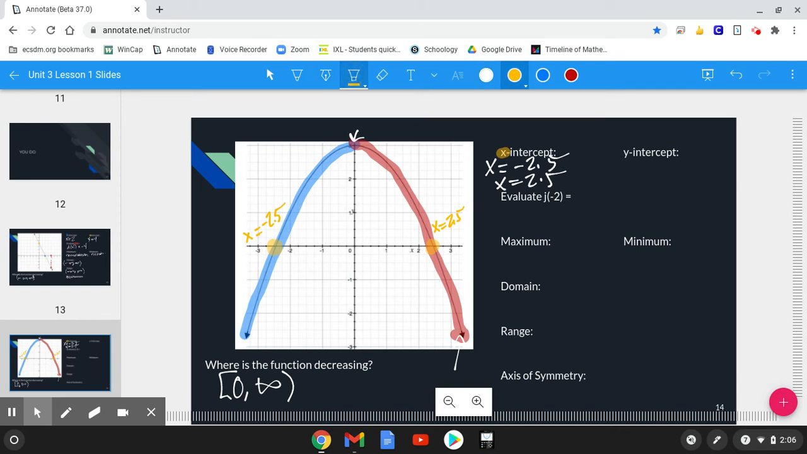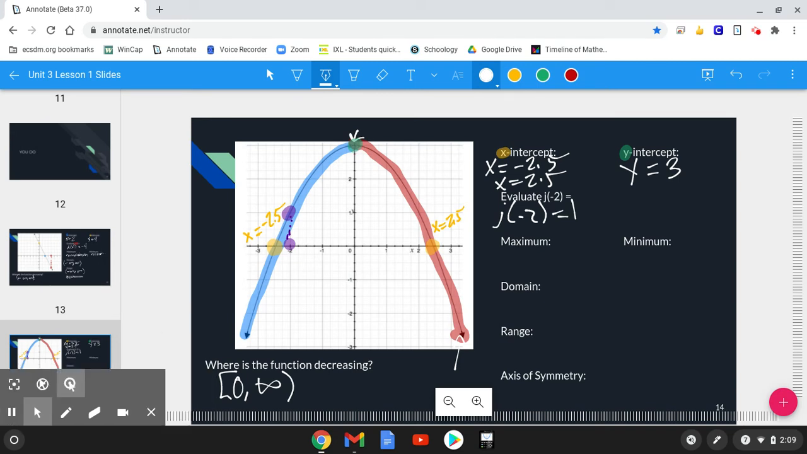What is our y-intercept? Y-intercept is where it hits the y-axis. So that is y equals 3. Evaluate j of negative 2. J of negative 2 is equal to 1. Maximum. What's the maximum of this graph? So we're looking for the highest point. So our highest point occurs at 0, 3.